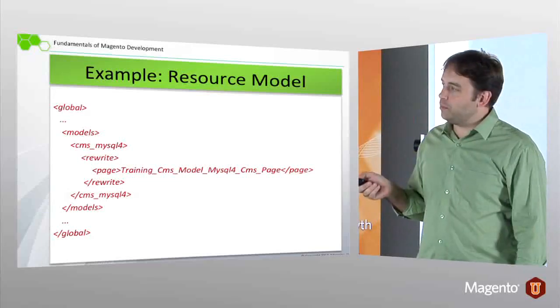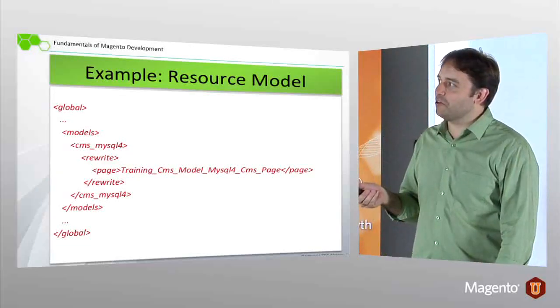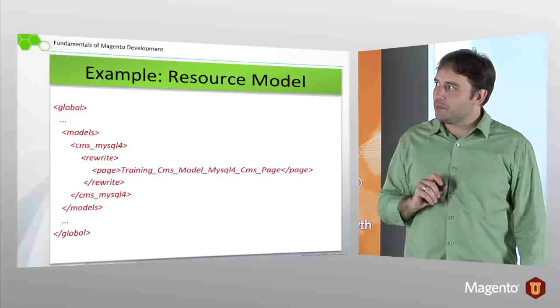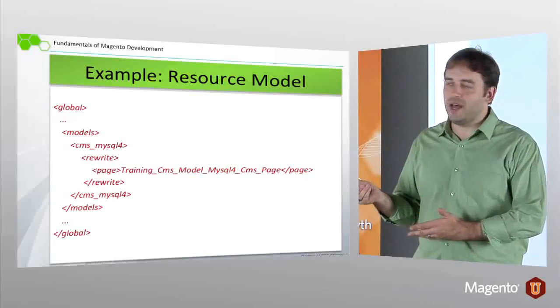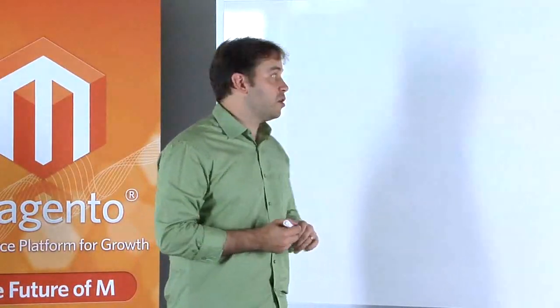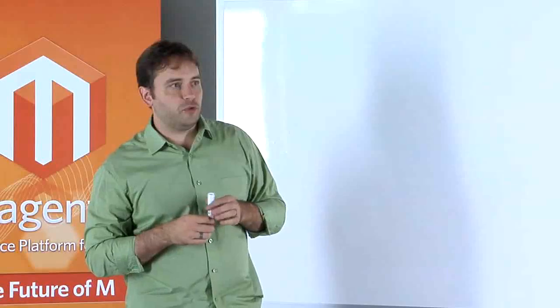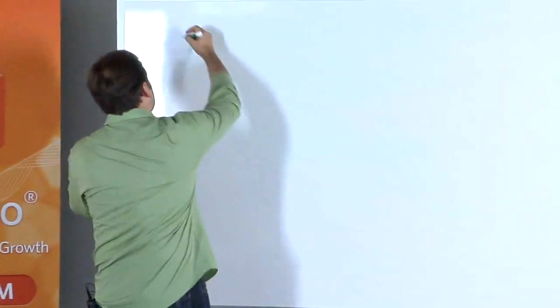Now, the problem for me when I first tried to do this was I had no idea what to use for this node under models. Right? Because you might think, well, it's a model, rewriting a model, we'll just use CMS. But we're not going to use CMS. Because what the configuration does to find resource models, so effectively we have a call to Mage get resource model. What that looks like is this.